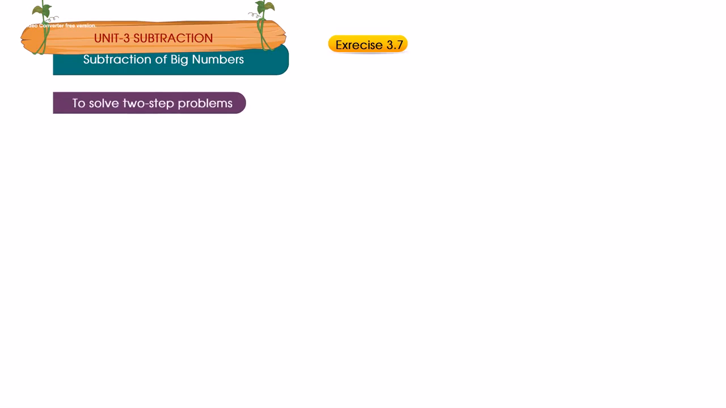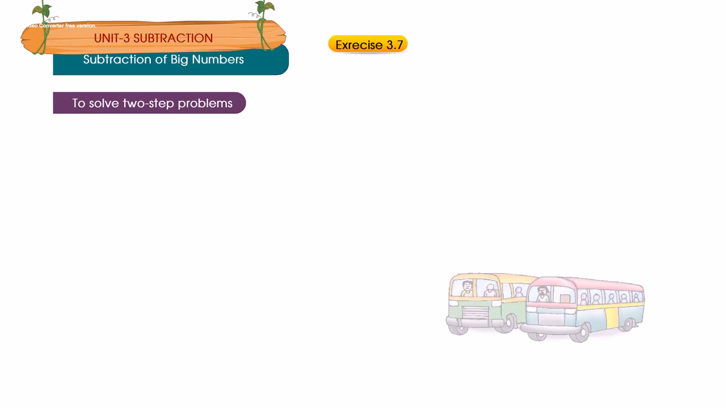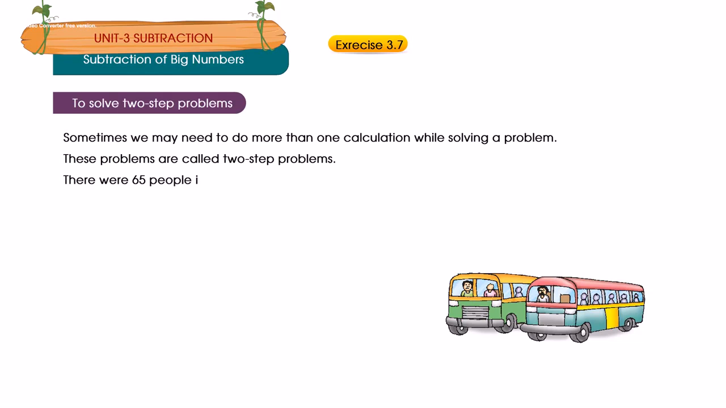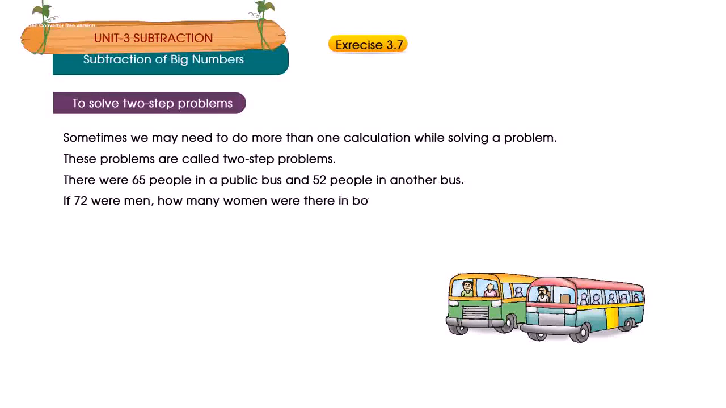Two-step problems. Sometimes we may need to do more than one calculation while solving a problem. These problems are called two-step problems. There were 65 people in a public bus and 52 people in another bus. If 72 were men, how many women were there in both buses?